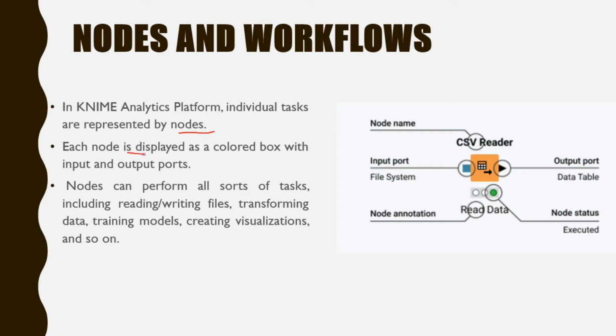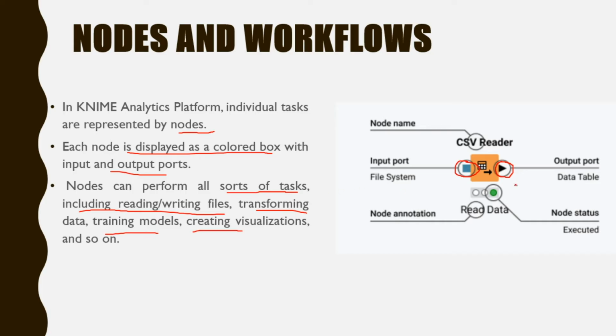So each node is displayed as a colored box with the input and the output port. So we do have an input port and we have an output port. For every node we have these two components, input port and output port, which help us to connect across the different nodes. So this node can perform some sort of tasks like sorting, including reading, writing files, transforming data, training models, creating visualization, and so on. So drastic applications could be incorporated using this KNIME analytic platform. So this could be accomplished with the help of the existence of various nodes.